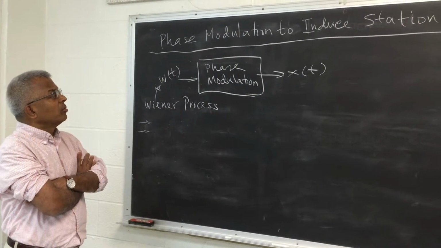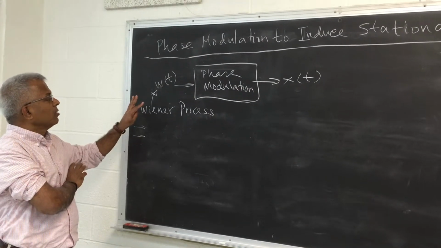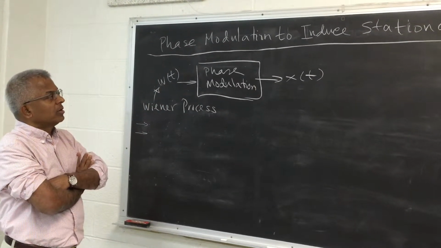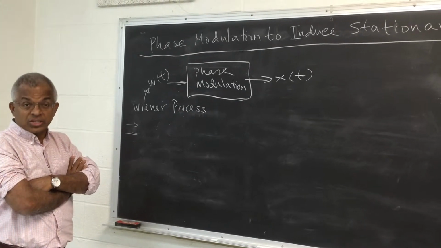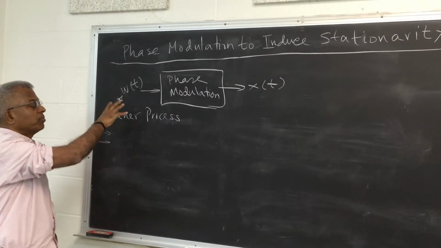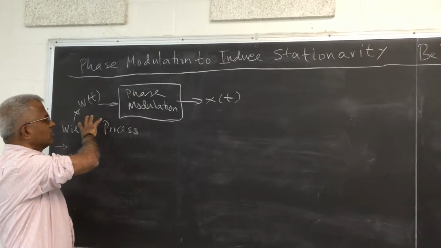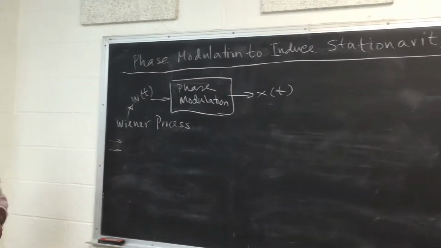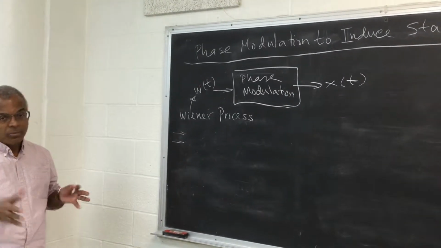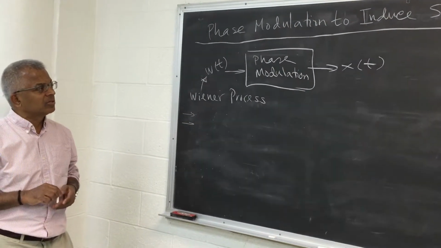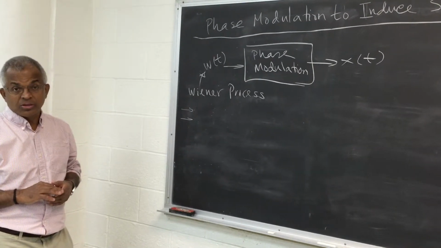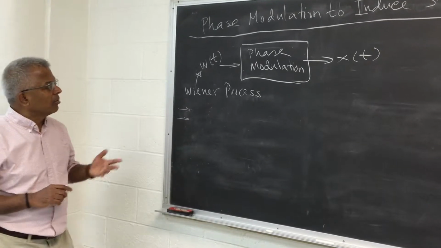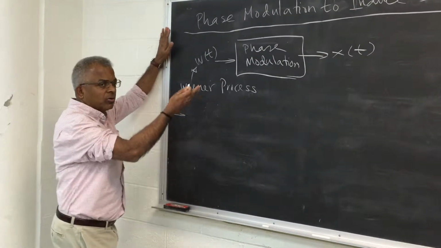So let's look at this problem where we have a non-stationary process and I want to do something to it to induce stationarity. Generally, if you pass a non-stationary process through a system, it will turn out to be non-stationary. But in some special cases, you can induce some well-behaved nature.